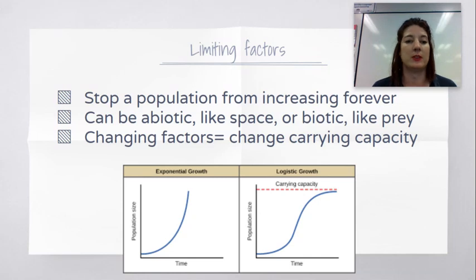So these limiting factors can be things like space, which is abiotic. That's something that's not alive. Or it could be biotic, things like the amount of food they can get, the amount of mates they can get. These factors affect not only animals, but they affect plants as well. So the amount of sunlight an ecosystem has, the amount of space or nutrients in the soil, these are all things that stop a population from increasing forever.